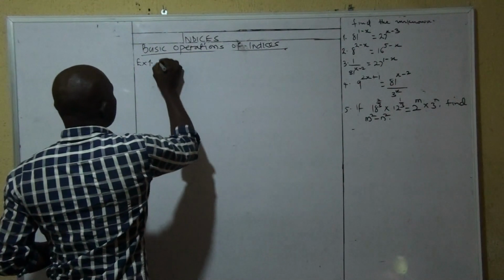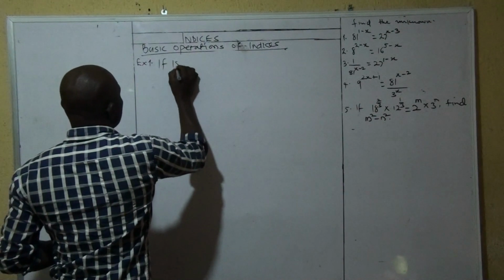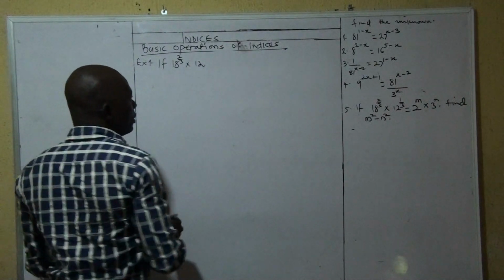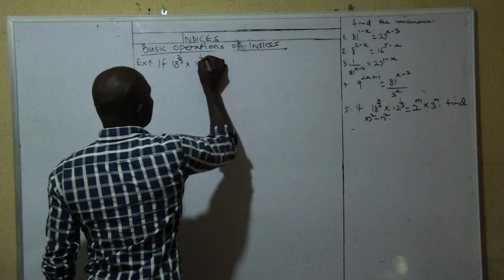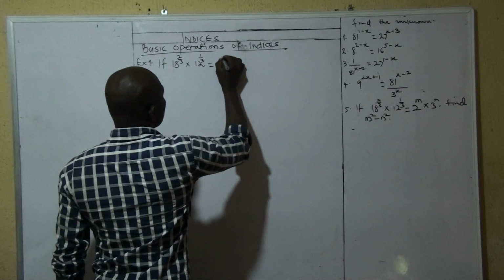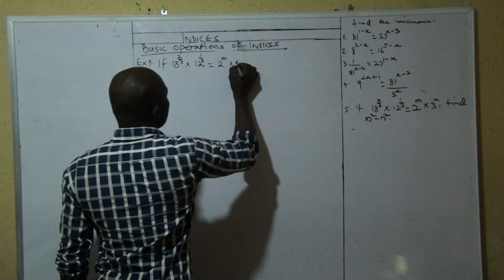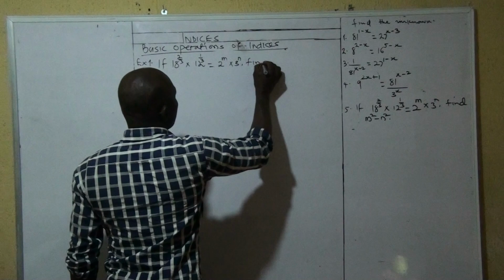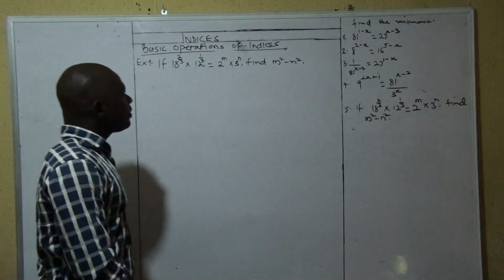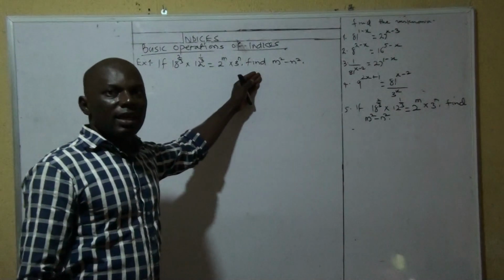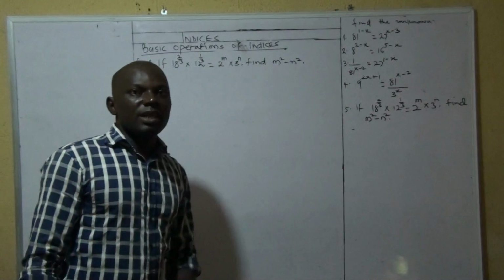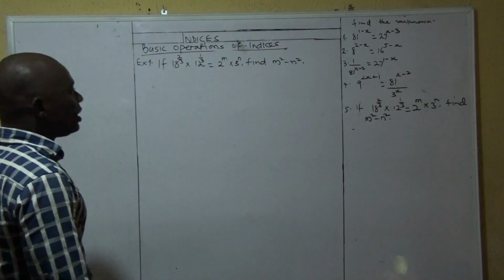Example 1: if 18 raised to the power 2 over 3 times 12 raised to the power 1 over 3 is equal to 2 raised to the power m times 3 raised to the power n, find m squared minus n squared. So this is like the equivalence of indices, like some of the questions we did previously.